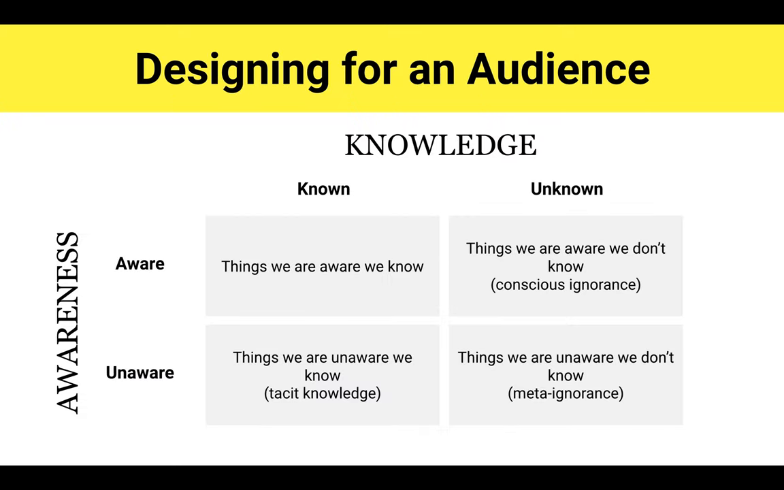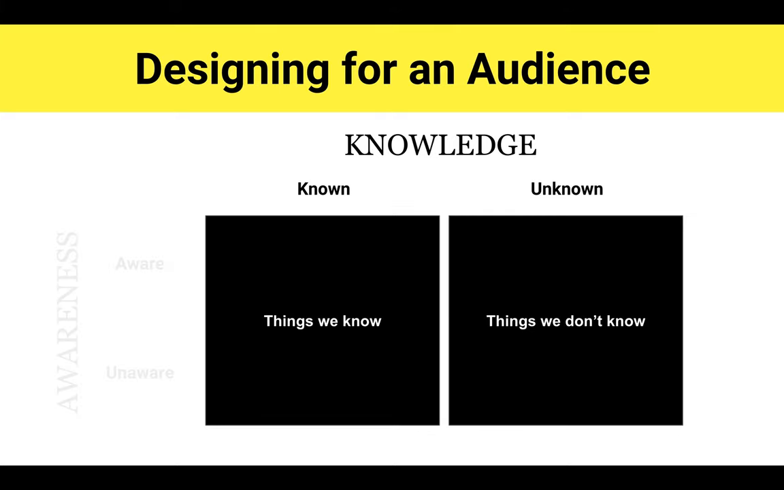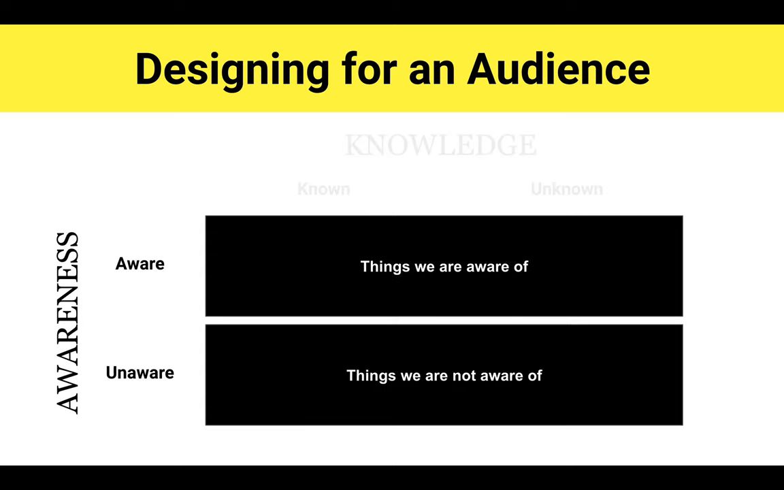The types of questions we ask address one of these quadrants. On the horizontal axis, we have knowledge. The left side represents things we know, and on the right, we have things we don't know. On the vertical axis, we have awareness. The top represents things we are aware of, and the bottom represents things we are not aware of.